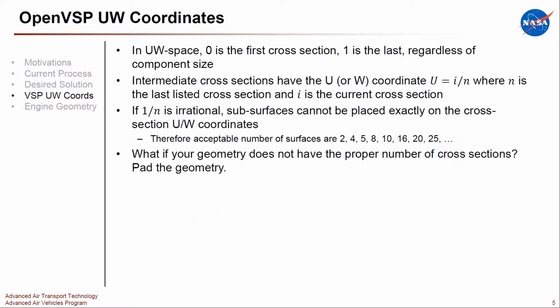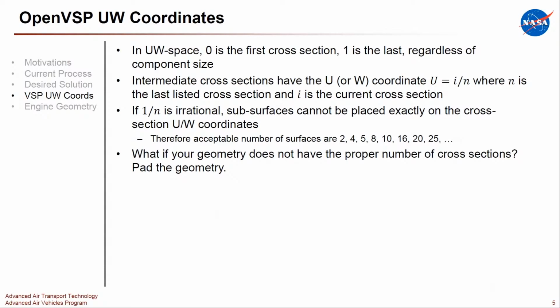Kind of covered this already, but in general with OpenVSP in the UV space, 0 is your first cross section. It's 0-indexed also. And then 1 is your last. So in UV space, your component goes from 0 to 1. It doesn't matter how big it is, whether 10 feet or 100 feet. Intermediate cross sections have a U or V coordinate of i over N. So if you have cross sections going from 0 to 4, it's really 5 cross sections, but with the 0 index, that last one's 4. Each cross section is at i over N.